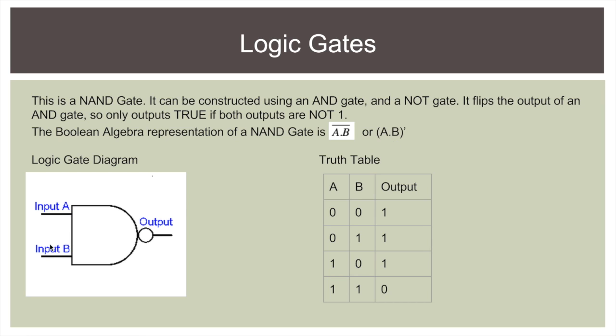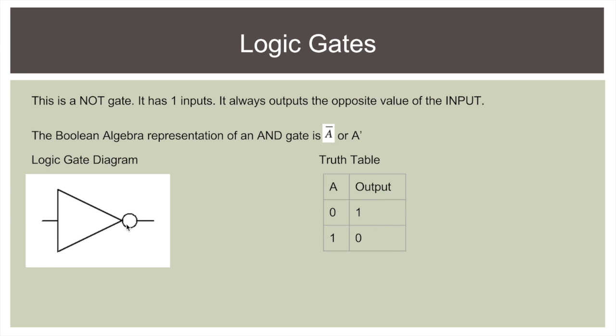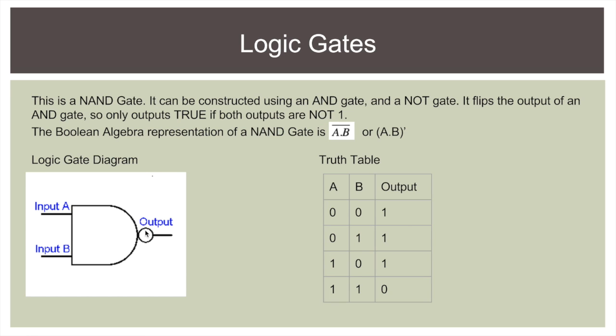We've got two inputs here. In the logic gate diagram, we see this dot as well. The dot is the same as the dot on the NOT gate, and that always signifies the fact that it is a NOT version of one of the gates. Okay, and over here we've got the output, which we can see is exactly the opposite of the AND truth table.